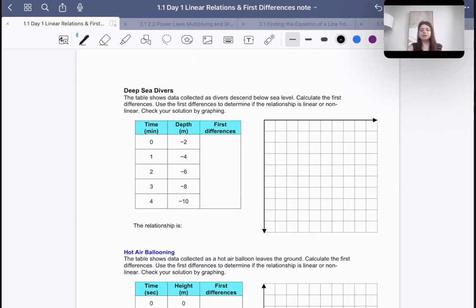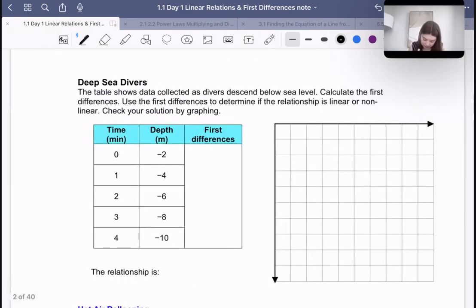All right, so the first one has to do with deep sea divers. So here it says, the table shows data collected as divers descend below sea level. Calculate the first differences. Use the first differences to determine if the relationship is linear or nonlinear. Check your solution by graphing. Okay, so let's figure it out. Let's first calculate the first differences.